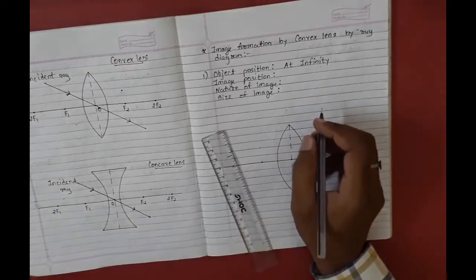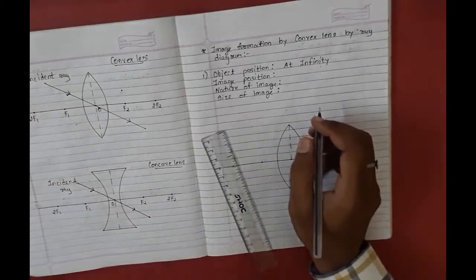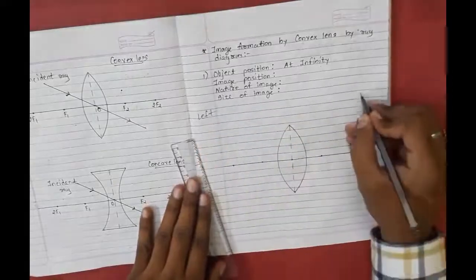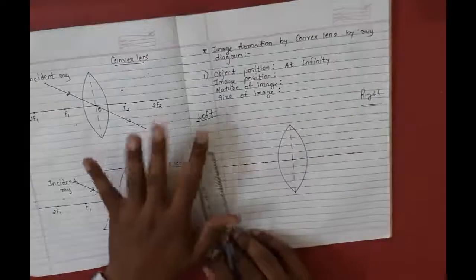Now you have to keep one thing in your mind always, that object is always placed on the left hand side. This is your lens. So this is your left side and this is your right side. Okay, so object is always on the left side.